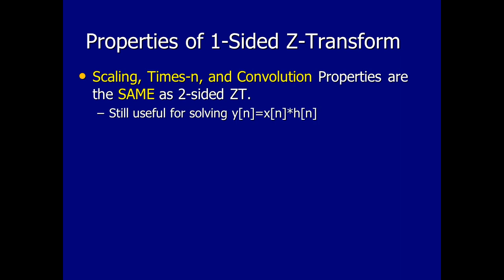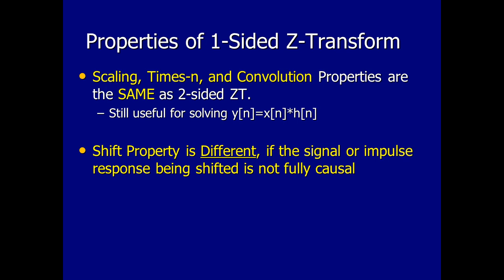Most of the properties, scaling, times n, convolution, are all the same for both the one-sided and the two-sided Z transform. And that's good news that the convolution property is the same, because we need that. The one that's different is the shift property. And again, this all parallels what happened in Laplace transforms, between one-sided and two-sided. If you have a signal that itself is not fully causal, and you're working with its Z transform, so you've knocked off some information, and then you try to shift that signal, you've got to be careful.